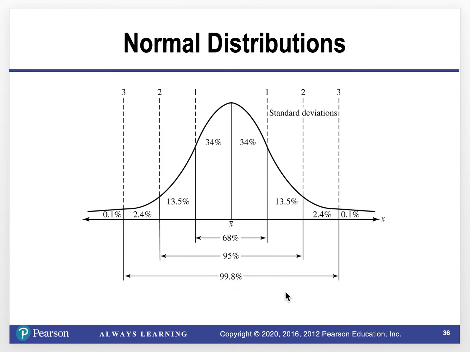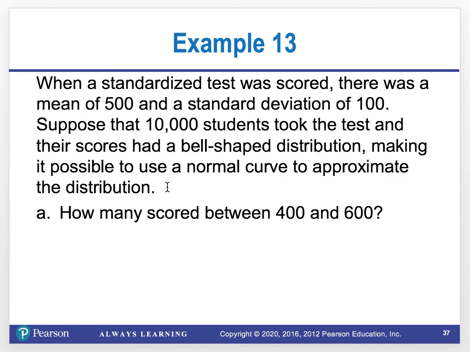Anytime a problem tells me something is normally distributed, and then it starts asking me questions, I'm going to draw this curve and fill in these numbers. For example, when a standardized test was scored, there was a mean of 500 and a standard deviation of 100. Suppose that 10,000 students took the test and their scores had a bell-shaped distribution, making it possible to use a normal curve.